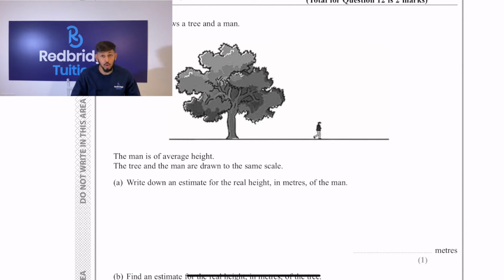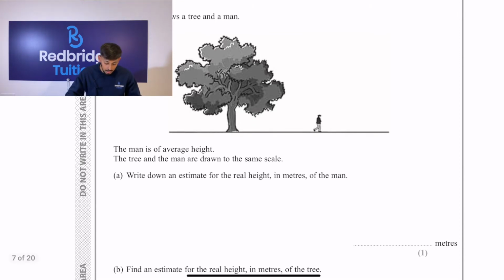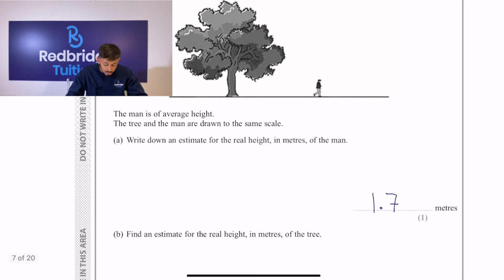So we should know that the average height of a man is roughly between 1.6 to 1.8 meters. So I'm going to write down 1.7 meters. This is just general information that you should know. Part B. Find an estimate for the real height in meters of the tree.